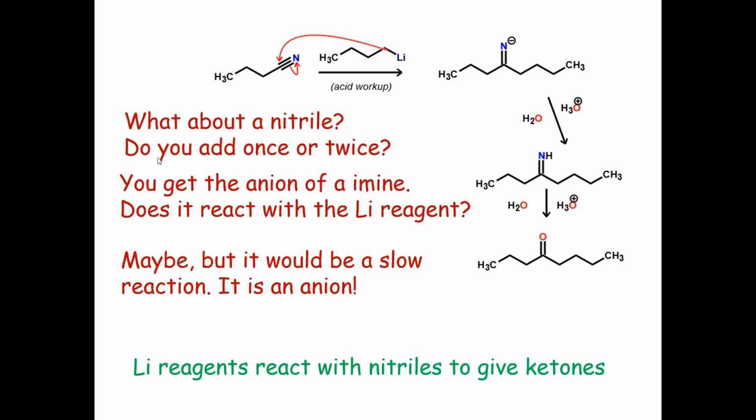So what about a nitrile? Do you add once or twice? Well, this one's a little bit different because in this case you have nothing to kick out. The butyllithium will add to the nitrile. You'll get an anion, but that anion won't react. This is an anion of an imine. It won't react with a lithium reagent at all, or if it did, it would be a very slow reaction because it's an anion, and the lithium reagent is an anion itself. An anion plus anion reaction isn't so favorable. So this one you can easily stop here.